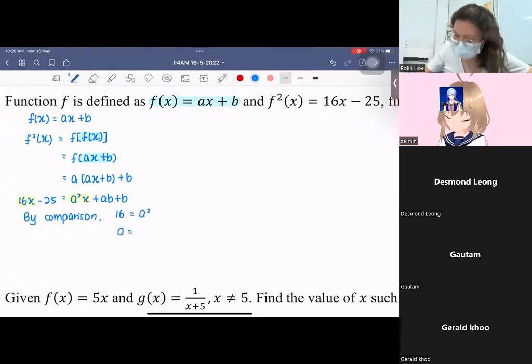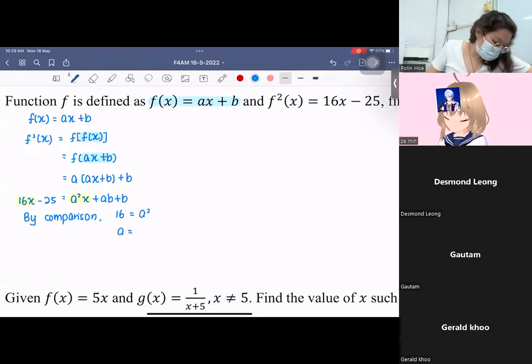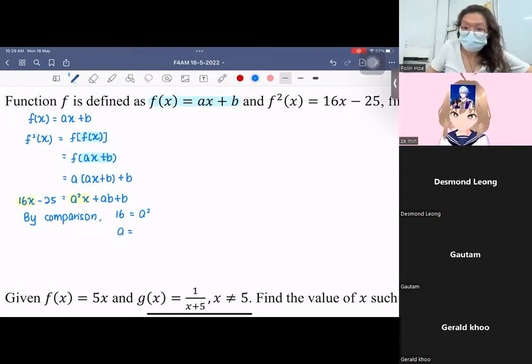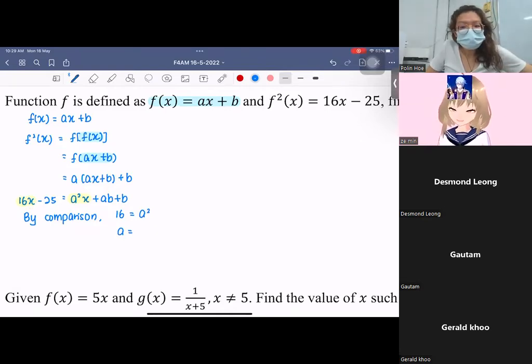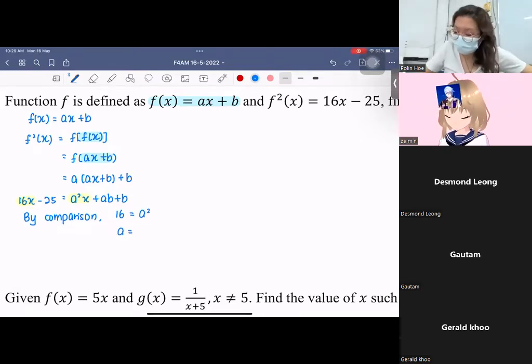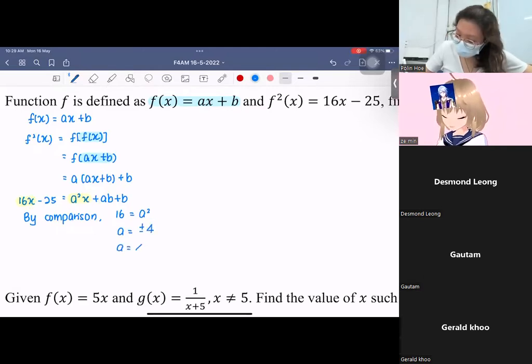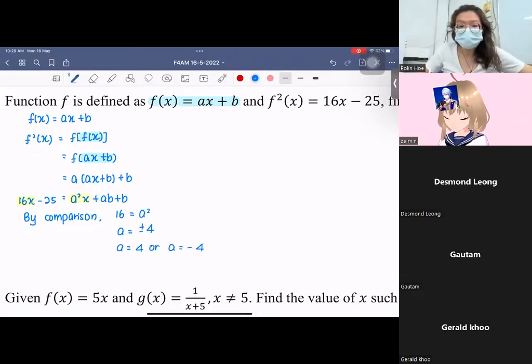Can I know the value of a? Can I know the value of a? Yes, Sean. Only Sean is correct. How many times have I told you? Do not forget the negative value because you are doing maths. It should be plus minus 4. a should be equal to 4 or a should be equal to negative 4. You should write it out like this.